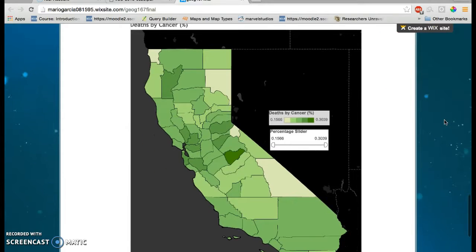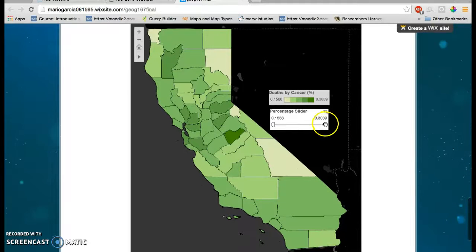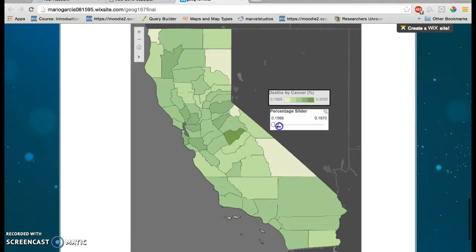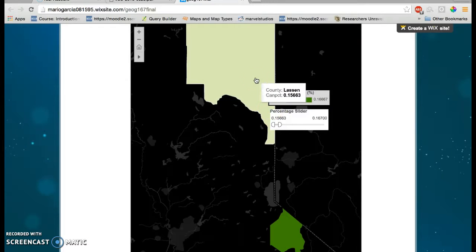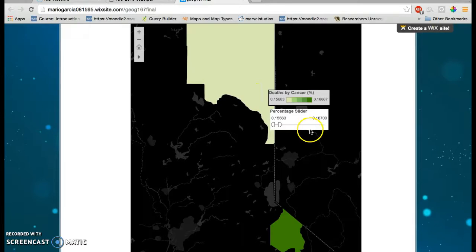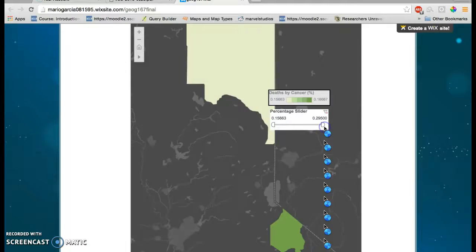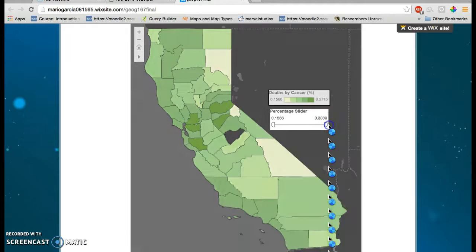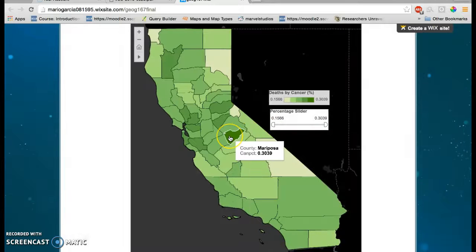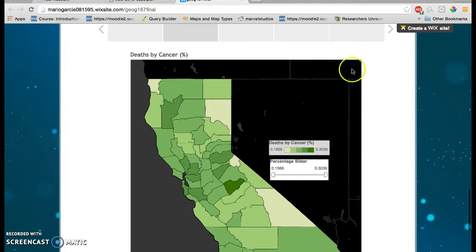So here's cancer, and once again, we can see which counties suffered a lower percent of deaths from cancer. Right here, it's Lassen County and Alpine County, and we go back up, and we should get all the counties again in California. We can go all the way up. This county right here, Mariposa, had 30% of people dying from cancer, 30% of the people that died from cancer in 2013.